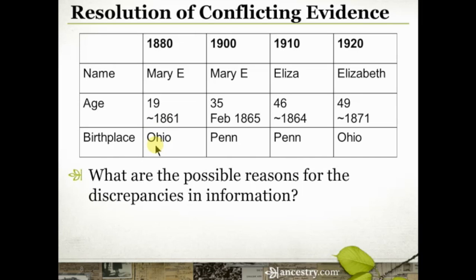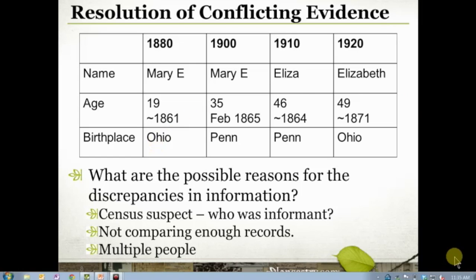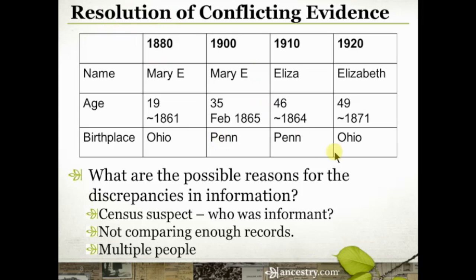Okay, that is exactly what a lot of people new to family history do when trying to resolve conflicting evidence in their mind. However, sometimes we have to look a little bit closer. What are the possible reasons for the discrepancy in the information? Are we comparing enough records to make sure that we've got the whole story? 4 census records is not the whole story about this family. And then could this possibly be multiple people?